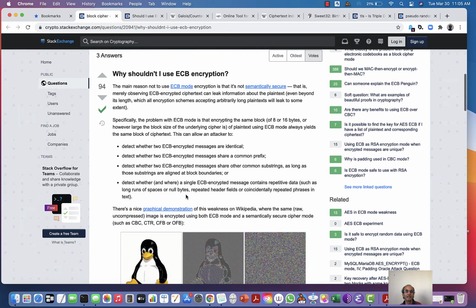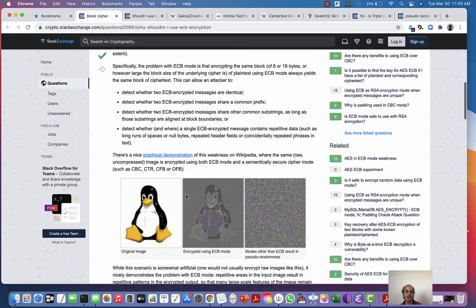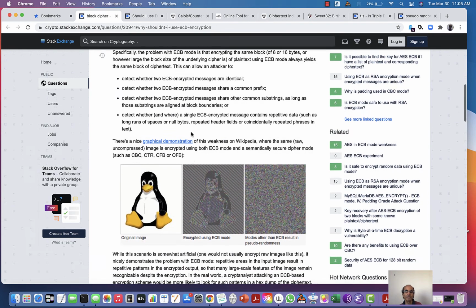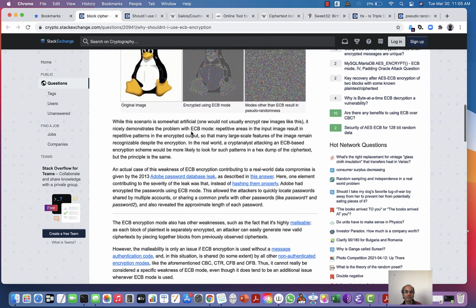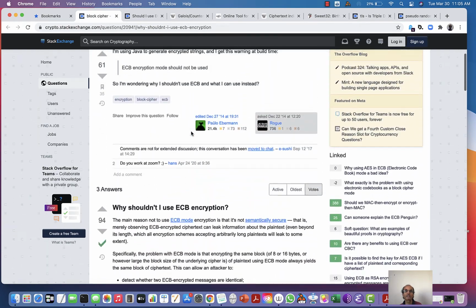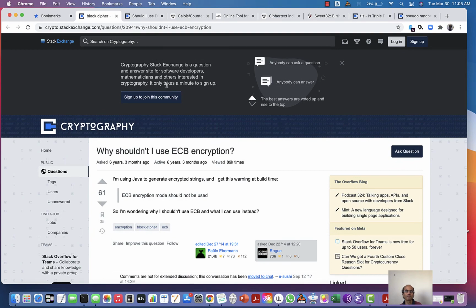And someone took the trouble of writing quite a nice long one and included our little penguin example. What you see here is the original image. Look what happens when it's ECB encrypted. You can still recognize the penguin. And look what happens when you use a good mode of operation like we'll study. Now you see that the image is completely obscured. And the person also points to many other reasons and goes on to tell you how to fix things and things like that.